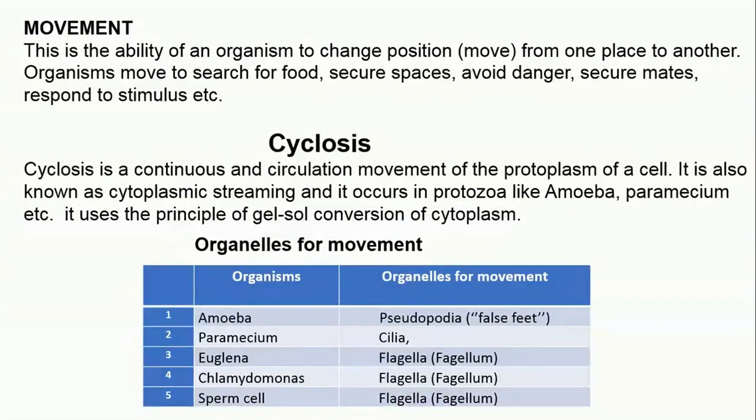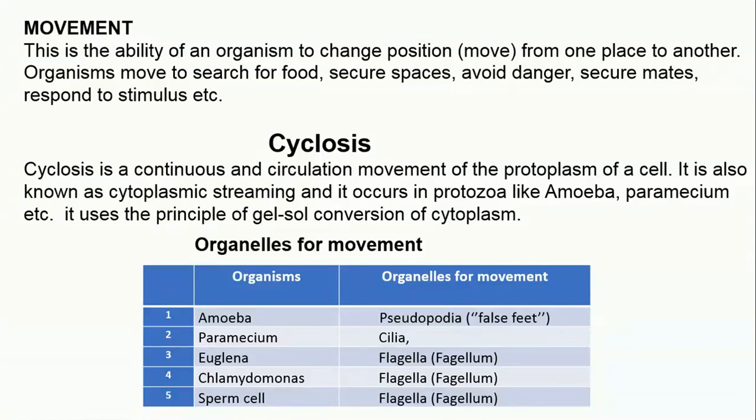Finally, we are going to be looking at movement. Okay, what is movement? This is the ability of an organism to change position from one place to another. You're standing at A and you move to point B. That is movement. Organisms move to search for food. They can move to secure space, to avoid enemies or dangers, and to secure their mates. They can also move in response to stimulus.